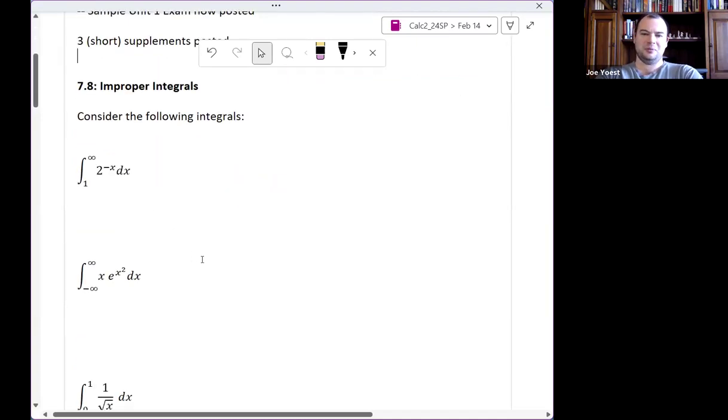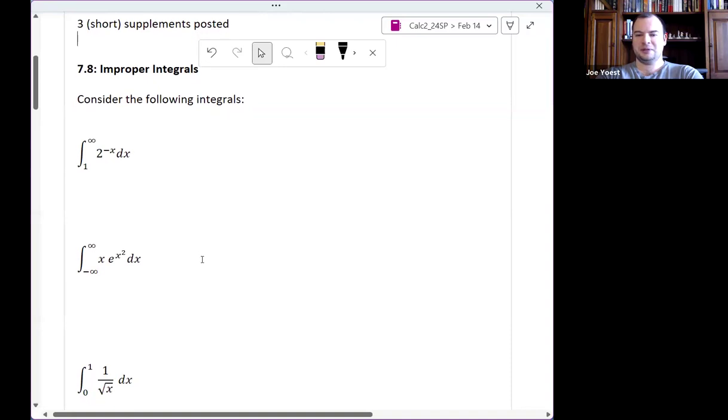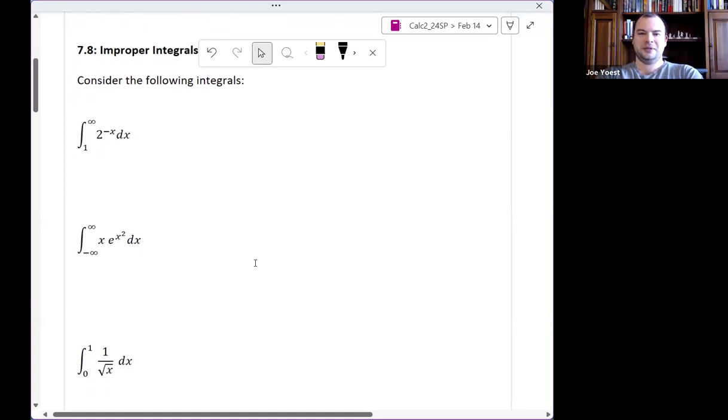So moving on to improper integrals, the last topic in chapter 7. Consider the following integrals. We have the integral of 2 to the minus x dx, the integral of x e to the x squared dx, the integral of 1 over root x dx.